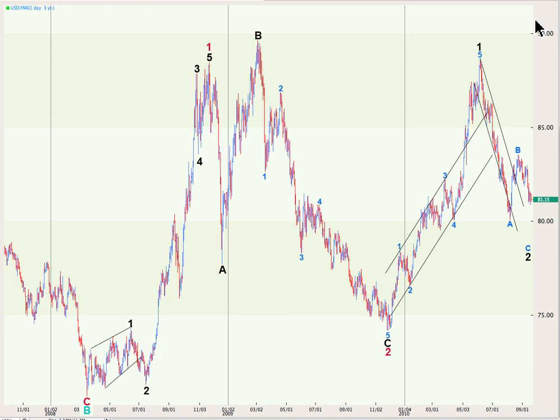A midterm target for the end to intermediate wave 3 is at 99.06, where it will reach 1.618, the length of intermediate wave 1. So that's a target that may be achieved in a couple of months or so for the dollar. Taking you now to a daily chart, just for the last 1 year, with this black 1 and this black 2.